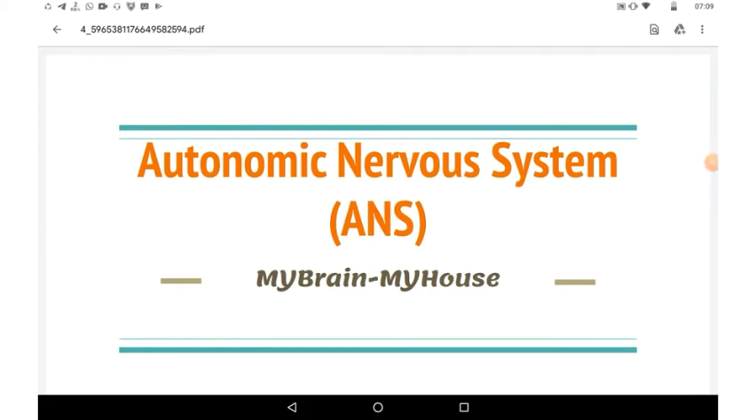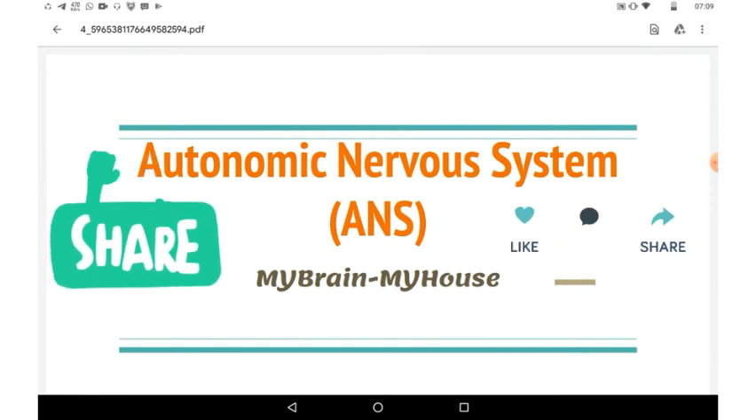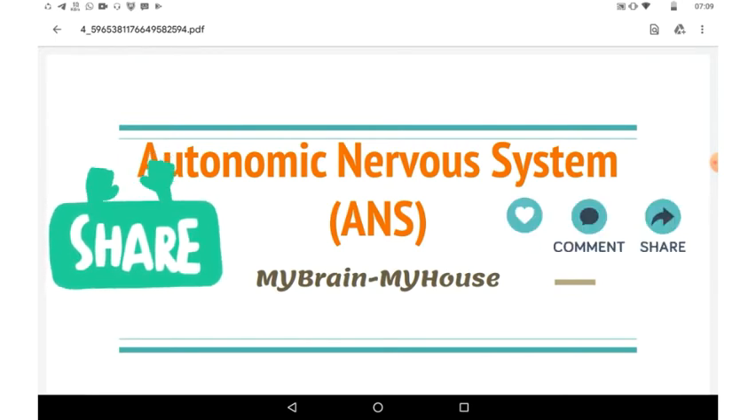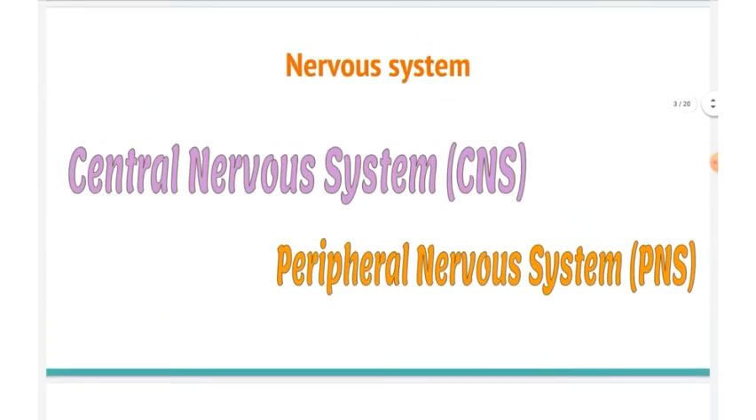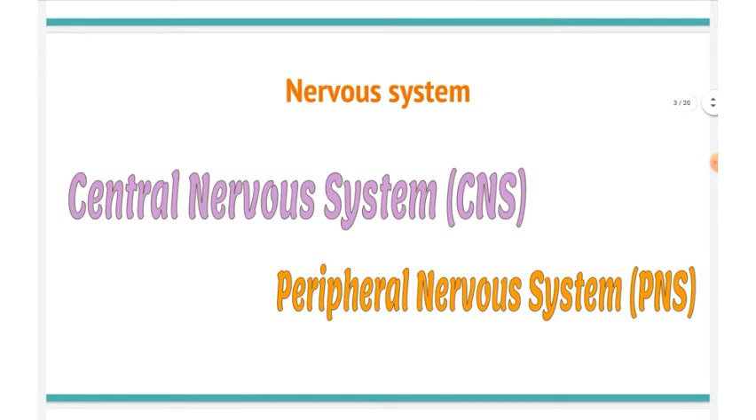This is a physiology capsule. Today we're going to talk about the autonomic nervous system, an overview. Starting first of all, the different types of the nervous system: the central nervous system and the peripheral nervous system.